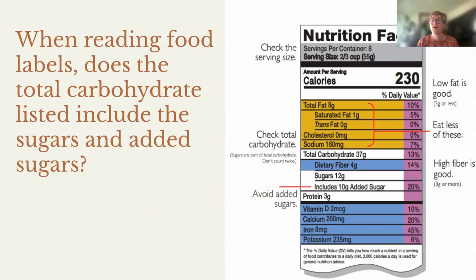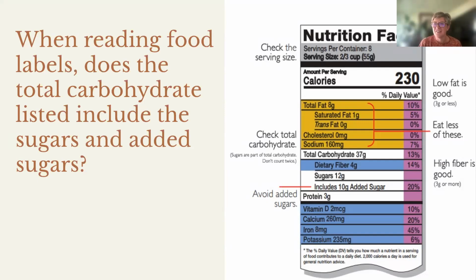This question is around the nutrition facts label. So in the chat, I'm going to ask you, if you feel bold to respond to this, how many of you can find at times the nutrition facts label confusing? And if you do find it confusing, is there an area on the nutrition facts label that's especially confusing? So as you're putting into the chat, I'm going to go ahead and go through this question. So on the food label, does total carbohydrate listed include the sugars and the added sugars?